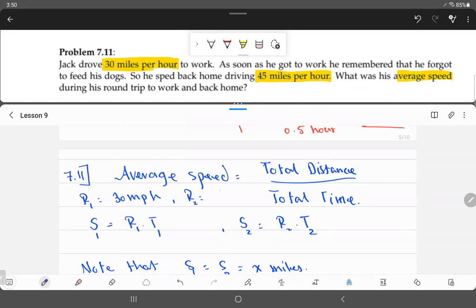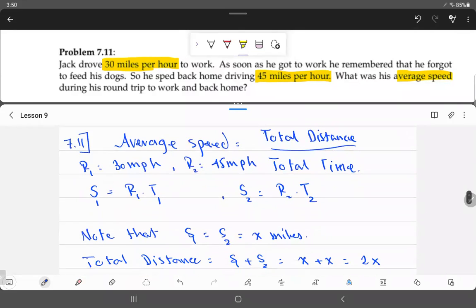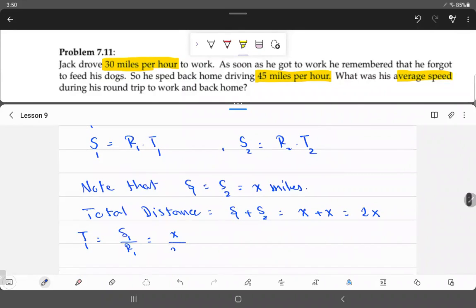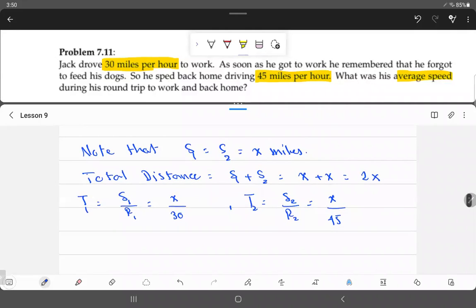R2, when he gets back home, is 45 miles per hour, right? So this is 30. What is T2? Second time. The second time is S2, sorry, over R2. S2 is X over R2, which is 45 miles per hour. Do you agree? Yeah. Good. So now we have everything actually.